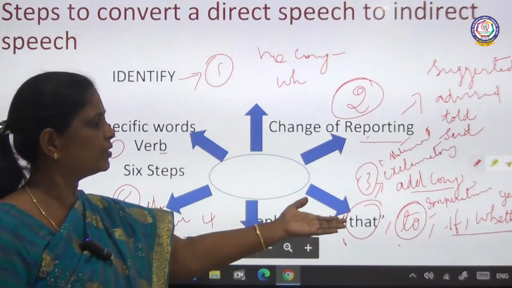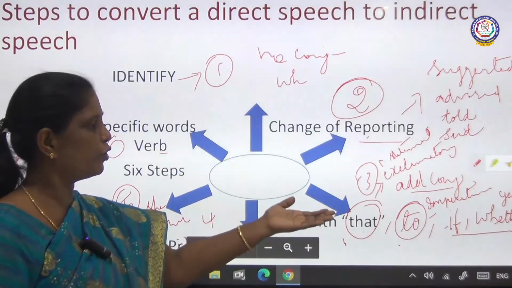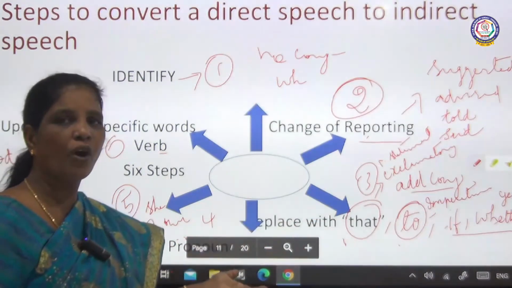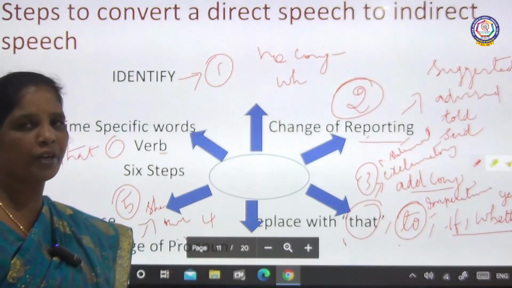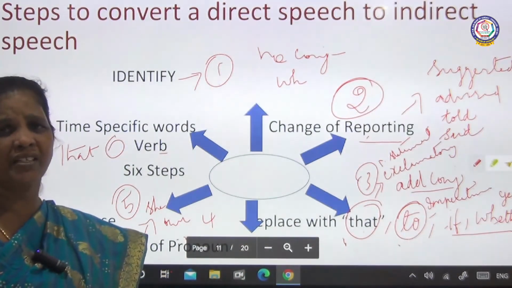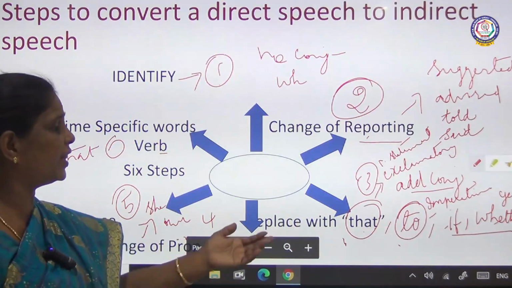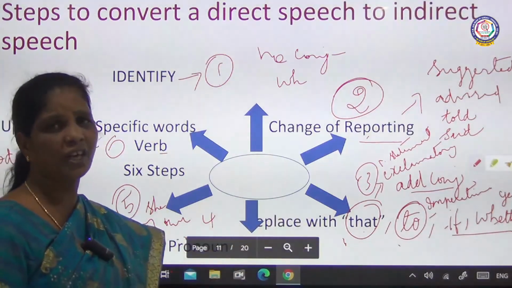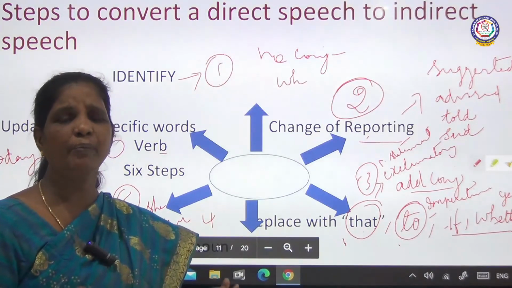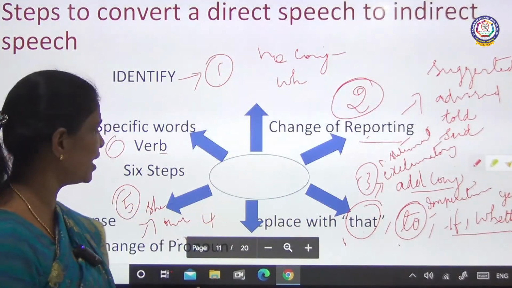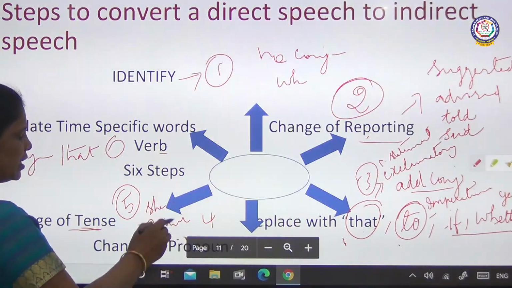So you will be having the conjunction "to", "if" or "whether", and "that" for exclamatory sentence and declarative sentence, "to" for imperative sentence, please, request or order, and then "if" or "whether" for yes or no question, and there is no conjunction for WH question. It is very clear. And there will be a change in the pronouns.